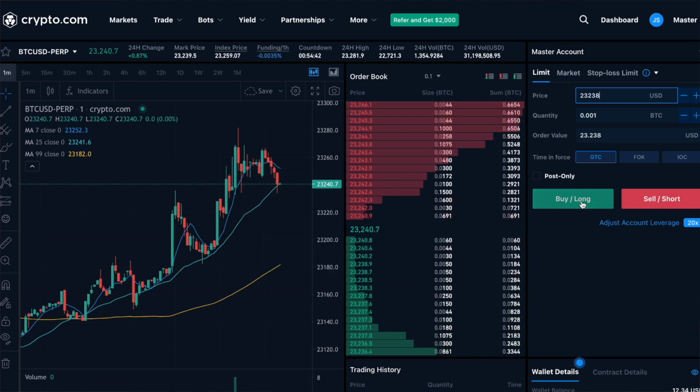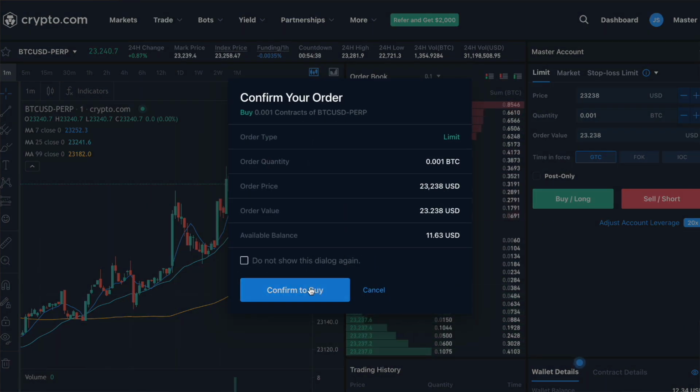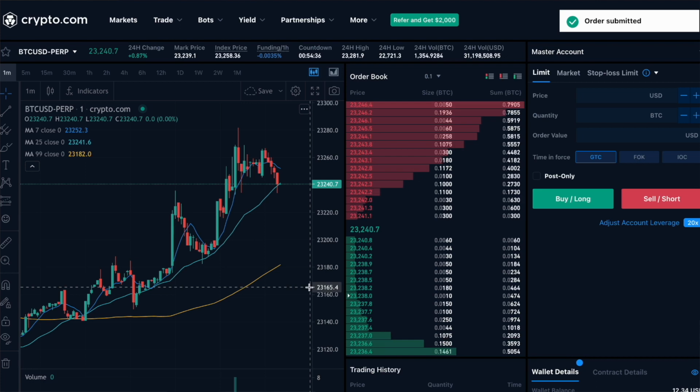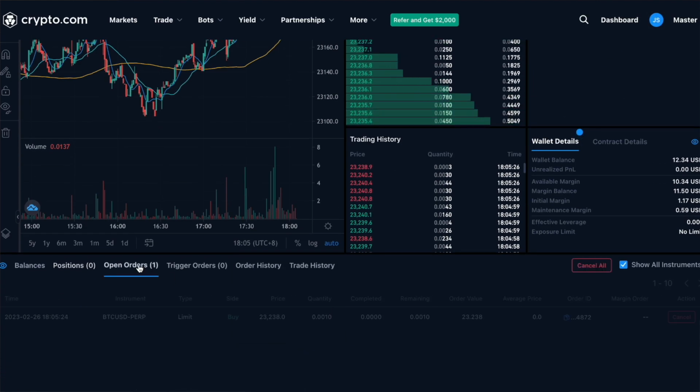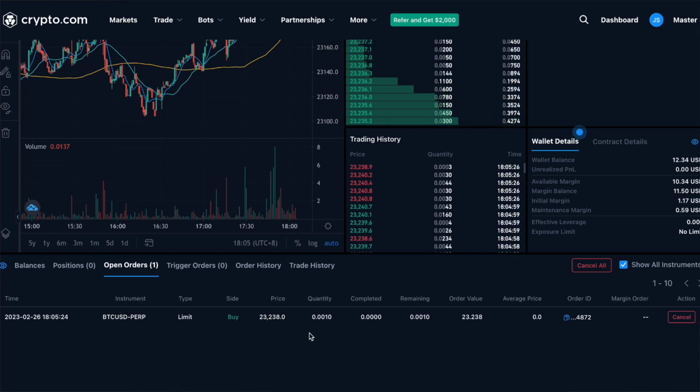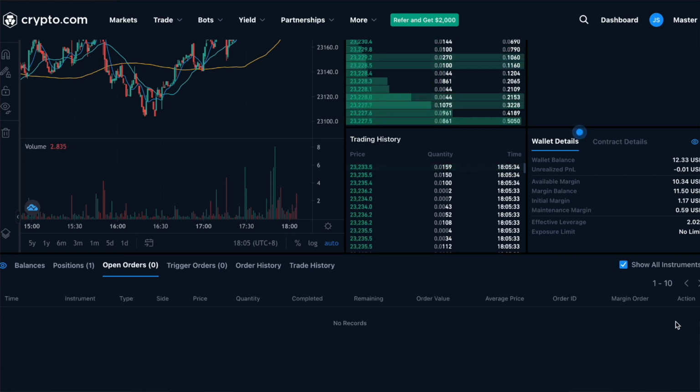The last step is now to click on the buy, long button, confirm and wait for our trade to be executed. We can see down here that our order is now listed in the Open Orders tab at the bottom of the page. If we want, we could cancel this order here as well.